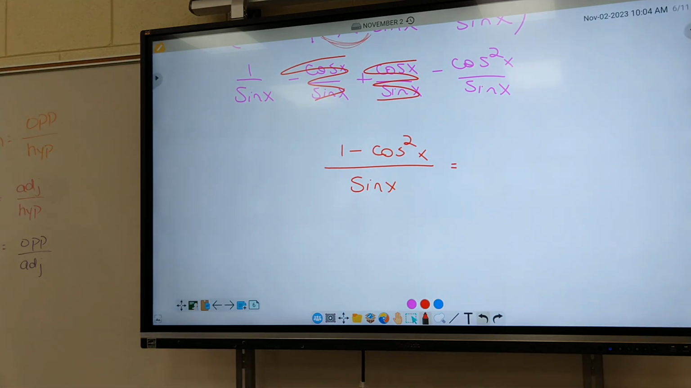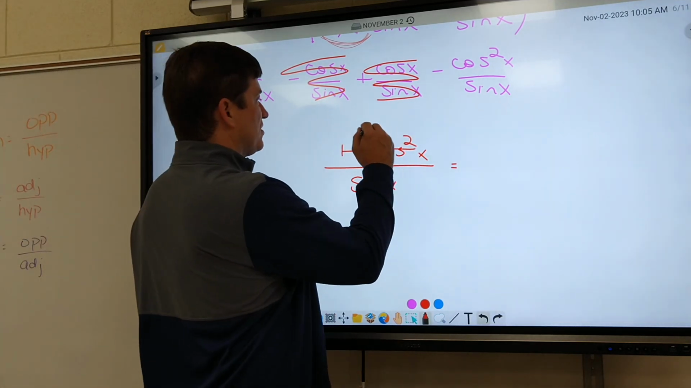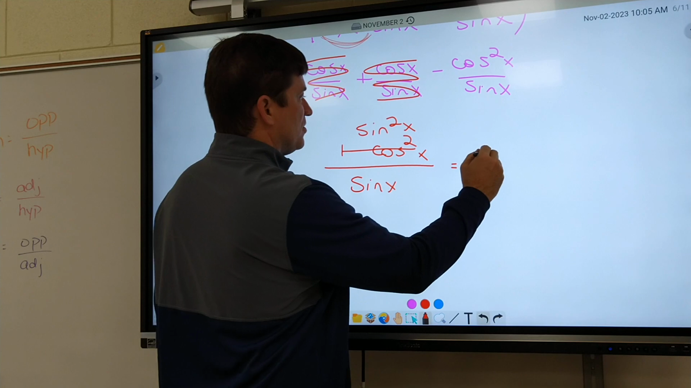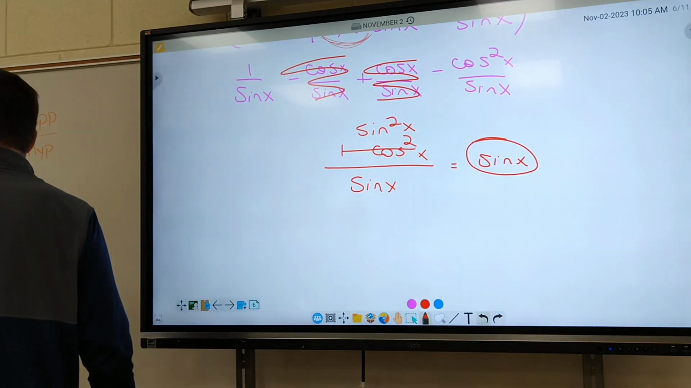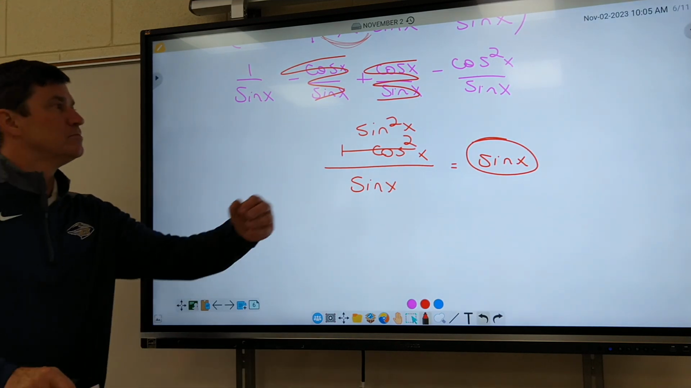Ashland, change that 1 minus cosine squared into whatever it changes to, and then cross it out. All right, what'd y'all get for an answer? Because that's going to be sine squared. So it's just sine x. Wait, is this in parentheses? Oh, no, minus.